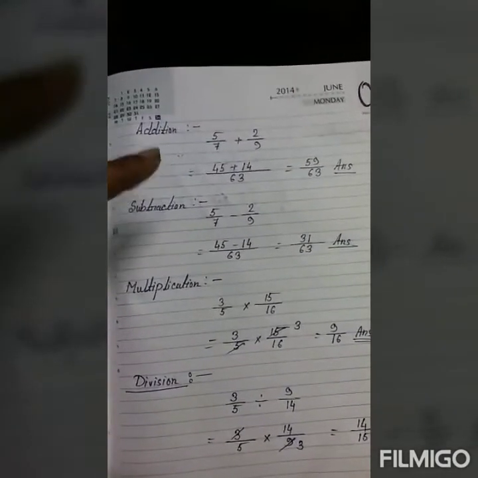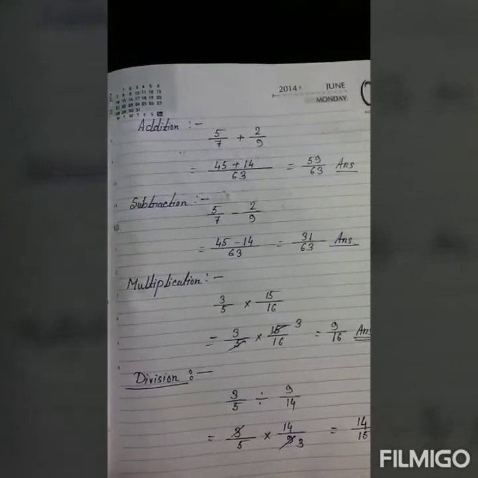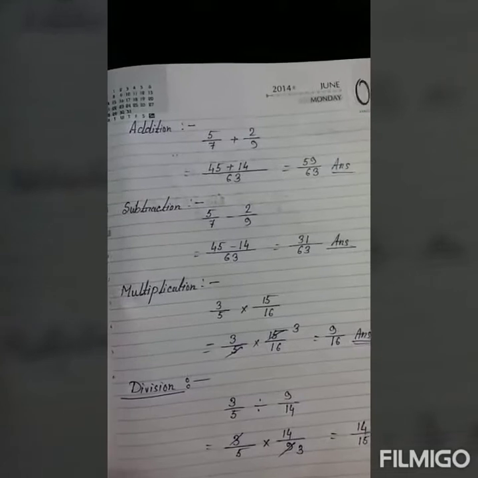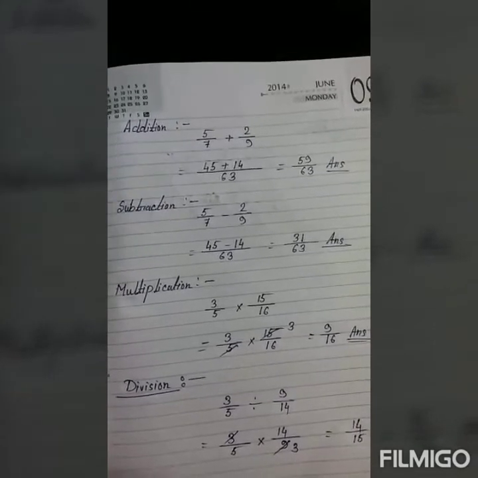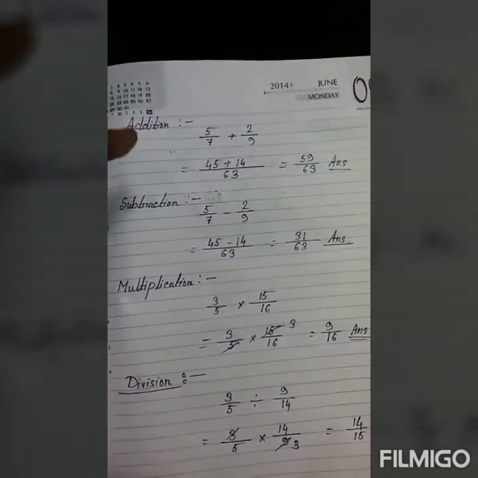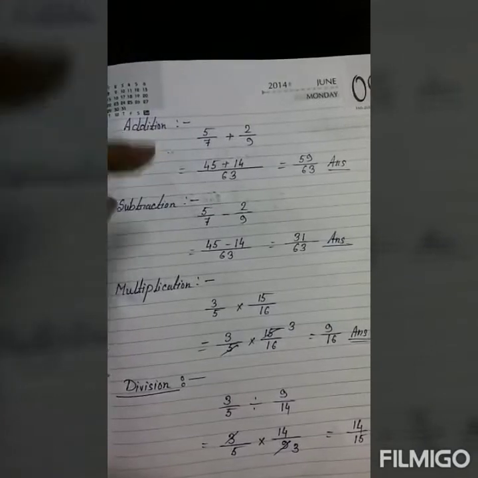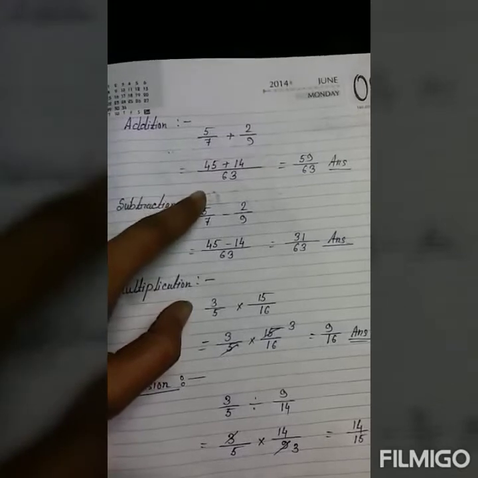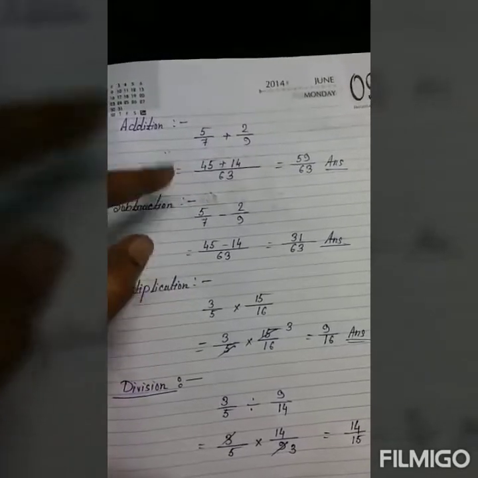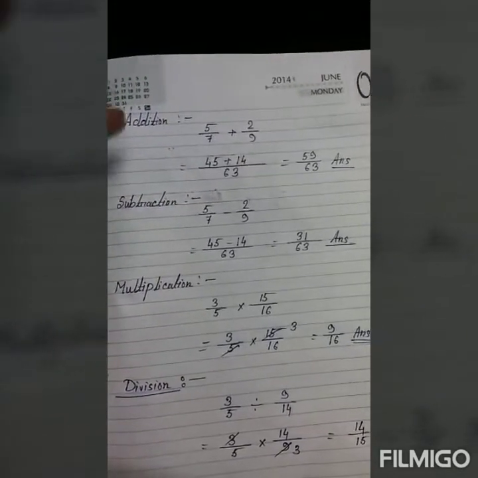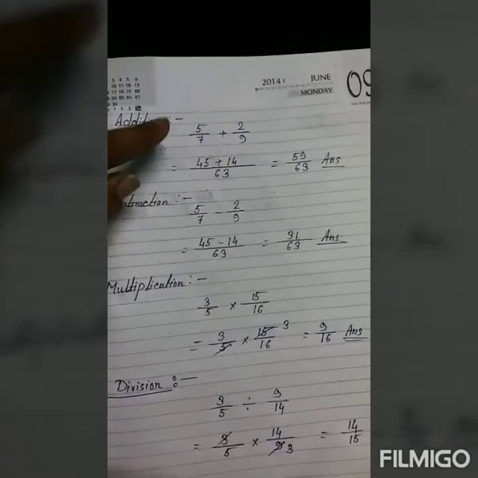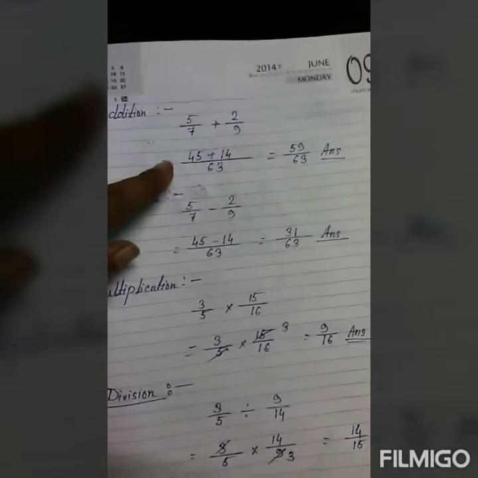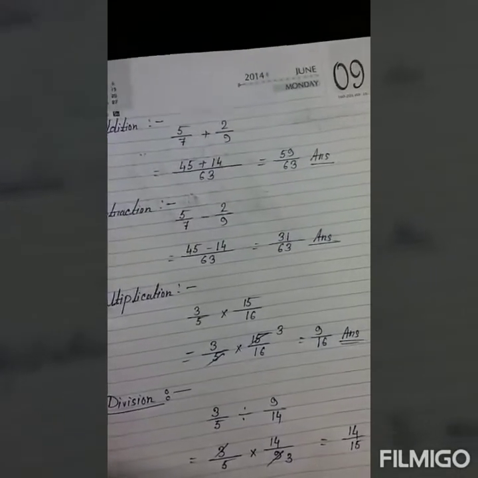Then you have to divide 63 by the first denominator 7 and you get 9. Then you multiply 5 with 9 and you get 45. Clear? First 63 divided by 7, we get 9, and then 9 is multiplied with the numerator 5. Then we get 45.